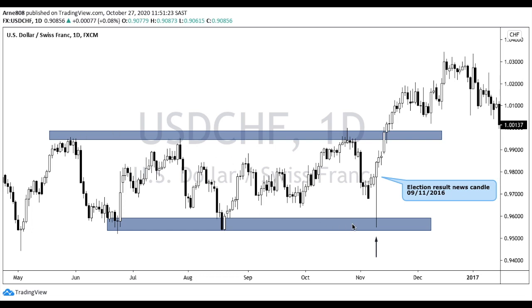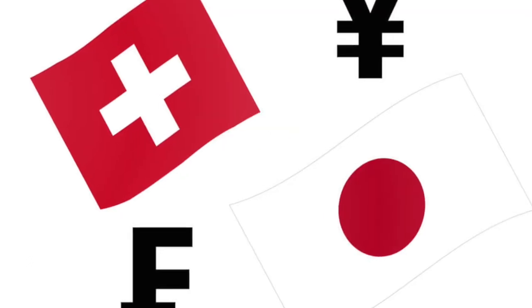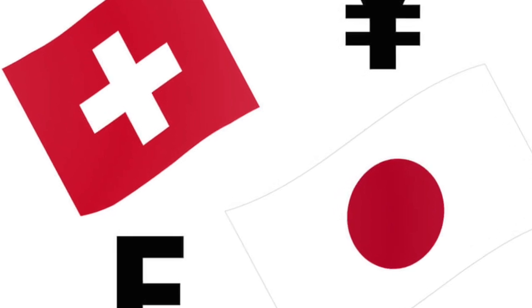So this is what I'm talking about. The dollar became so strong once this guy came into power. So let's go to another pair, which is CHF JPY.